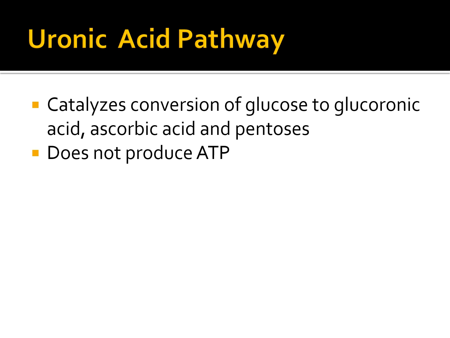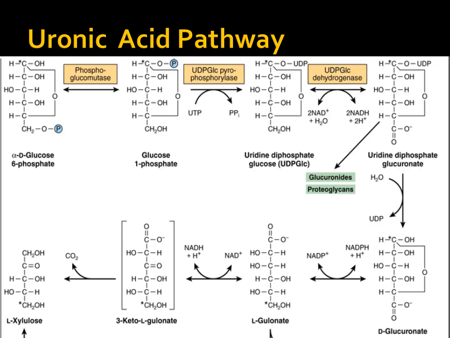Our next alternative pathway is the uronic acid pathway. This catalyzes conversion of glucose to glucuronic acid, ascorbic acid, and pentoses. The uronic acid pathway does not produce ATP. So your uronic acid pathway starts with your alpha-D-glucose 6-phosphate, which is catalyzed by your phosphoglucomutase.